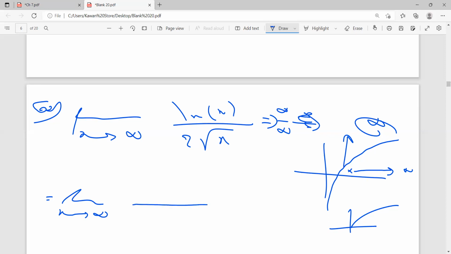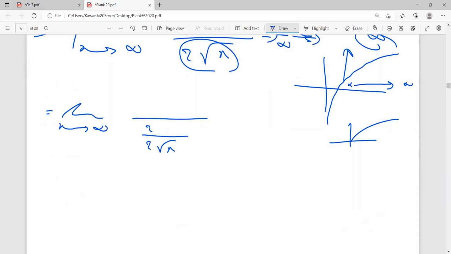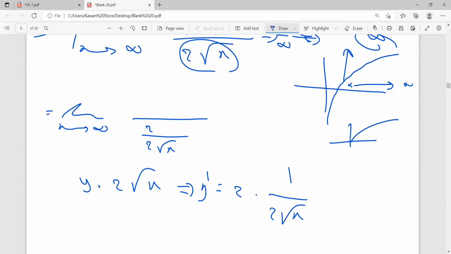Okay, so here will be 2. Am I right? Why? Okay, the derivative of here is equal to what? y equal to 2 square root of x. So y prime is equal to what? 1 over 2 square root of x. Am I right?